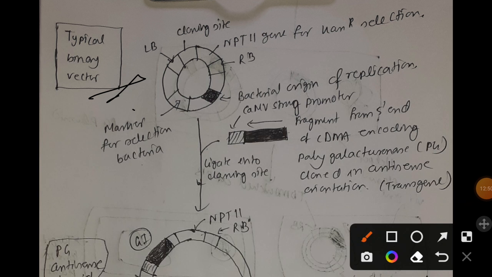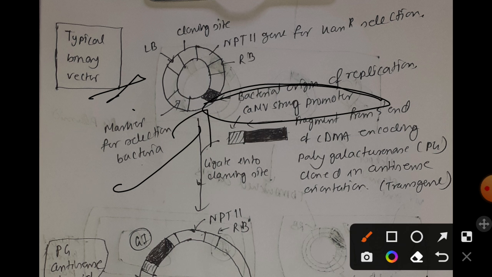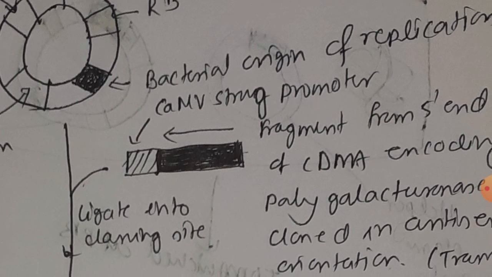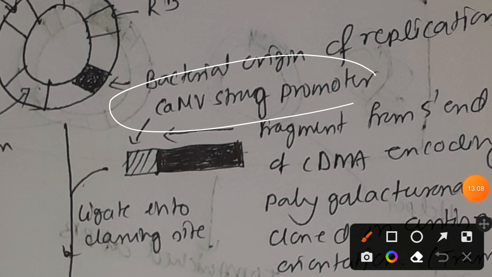of promoter present, but after insertion of the gene of interest we want expression, right? So we should incorporate some kind of promoter that will help us to express the protein PG. So for that reason we are incorporating a CaMV strong promoter.